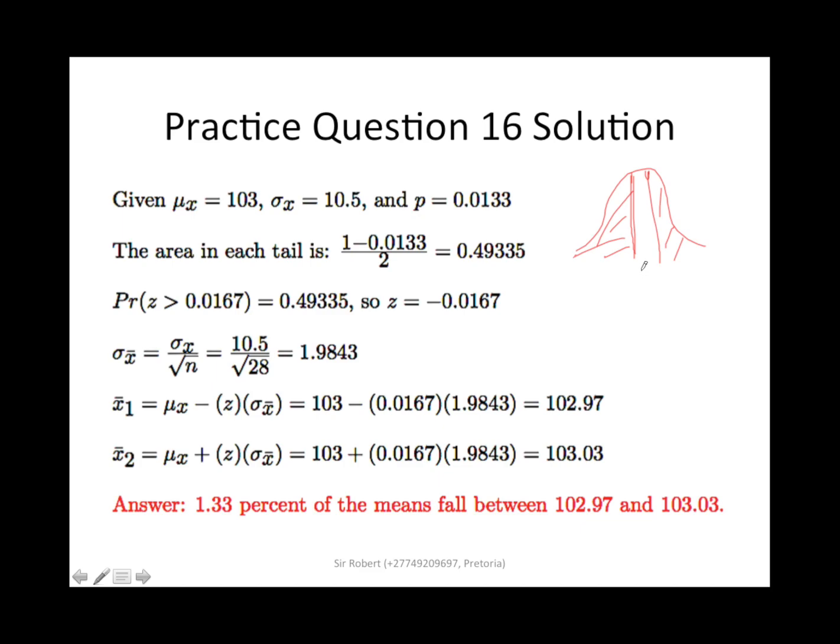So for the first one, you can know that this area and this area are equal. This is 0.49335. These two are equal. Let's call it x. So for you to be able to determine 0.49, remember, your tables give from the right. So to get the z value for this one, you look for 0.49335.